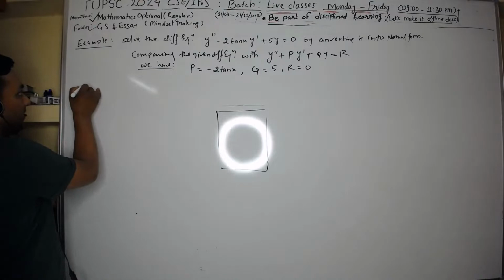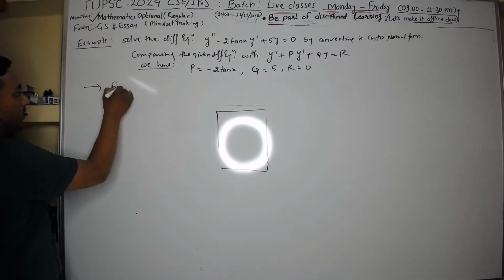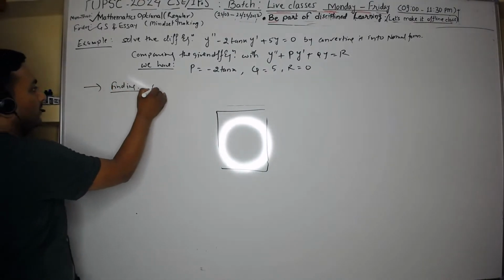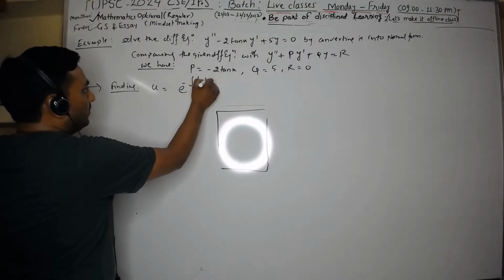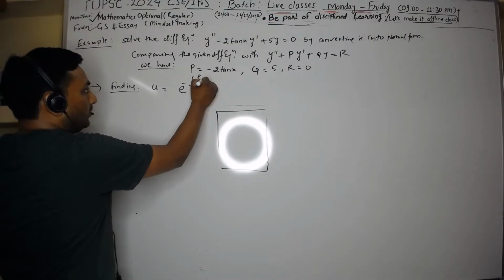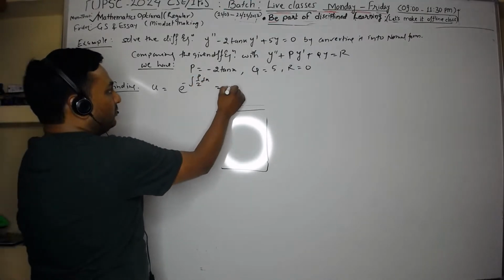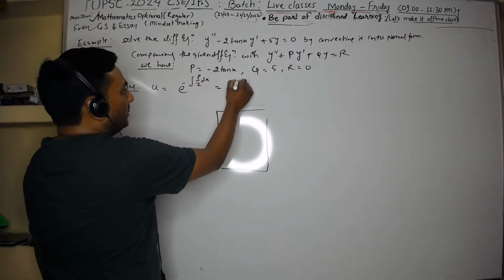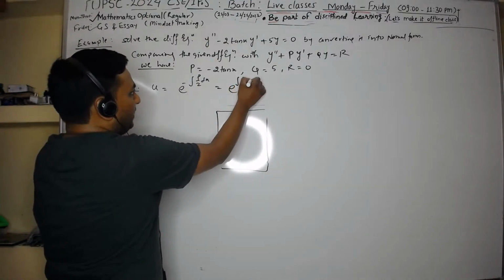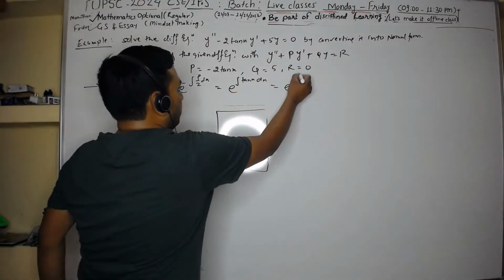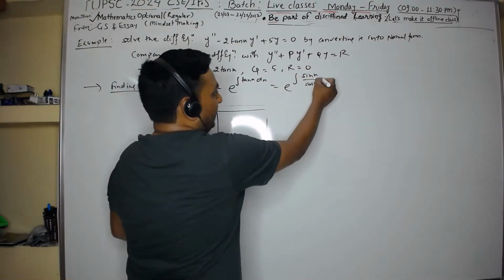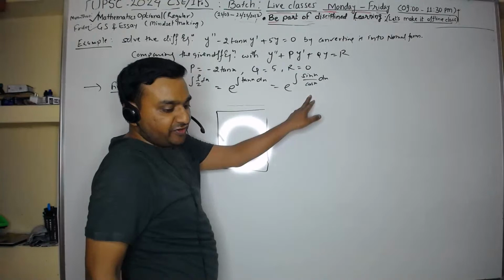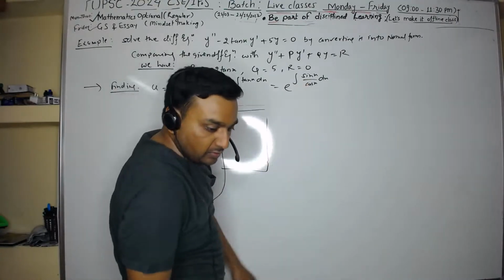So what is our next step? Finding U equals, U is what? Right? So we will use the value of P here. We will have 2 cancelled out. So for persons who are doing integration for the first time, I am telling this: the differentiation of cos x is minus sin x, that is available there.